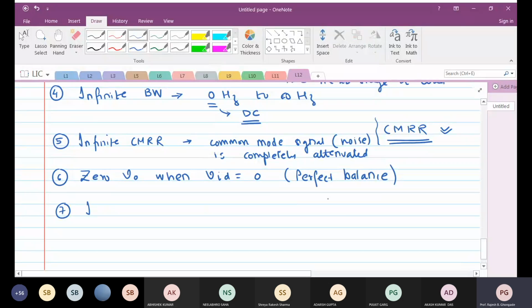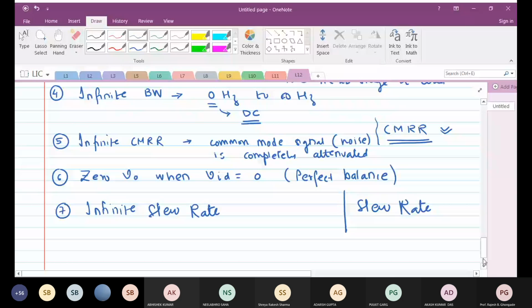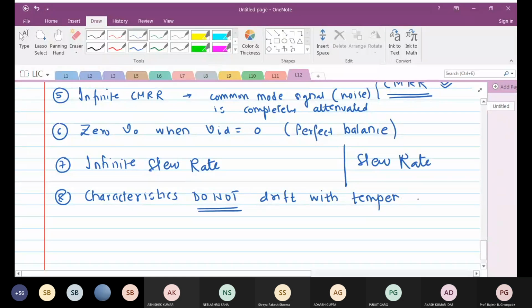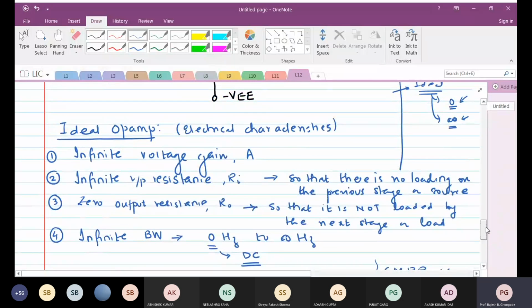Now there is something called slew rate. We are going to talk in more detail about this, but for the time being, it should be infinite slew rate. And last, all the characteristics do not drift with temperature. So this is what our ideal operational amplifier would look like with these electrical characteristics.